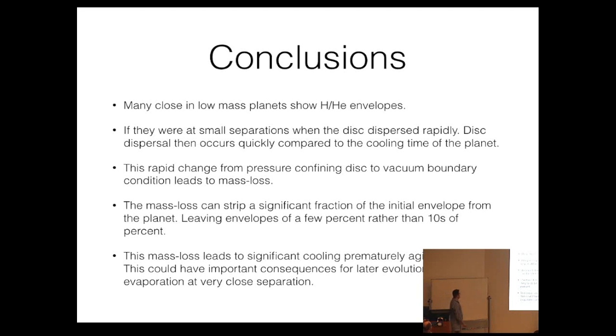So in conclusion, many of these close-in planets have hydrogen and helium envelopes, so they must have formed in the disk. They must have gone through this rapid disk dispersal phase. This rapid change from pressure-confining to vacuum boundary conditions necessarily leads to mass loss, and this mass loss can be pretty significant. It's driven by the internal luminosity of the planet itself, and this has pretty important implications for the cooling of the planets, and maybe leads to premature aging of the planets over time.